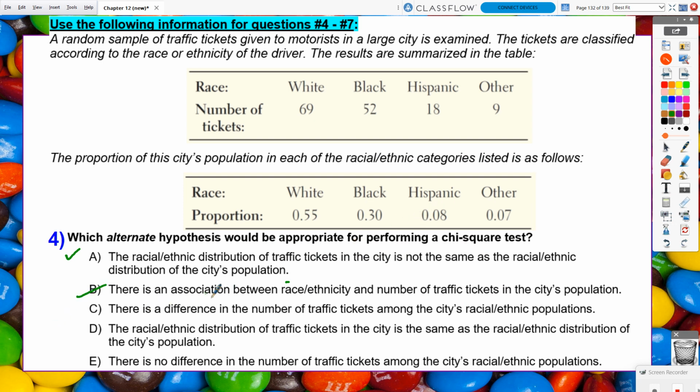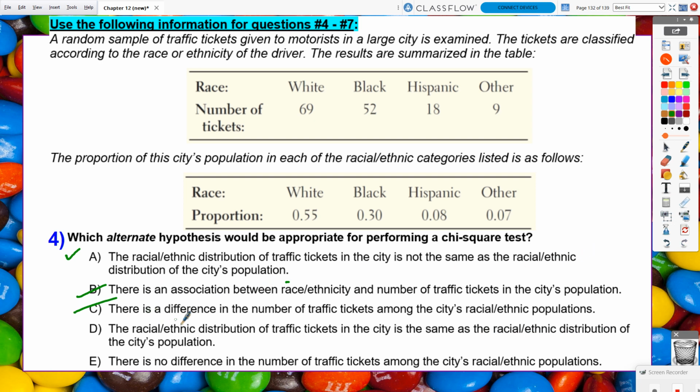C, there is a difference in the number of traffic tickets among the city's racial ethnic populations. This sounds kind of good, but again, we're not looking for a difference in the number of traffic tickets. We can clearly see that white, black, Hispanic, and other are not equally the same as each other. This sounds more like a test of homogeneity. We're looking for a difference among these different populations, and we don't have separate random samples here.